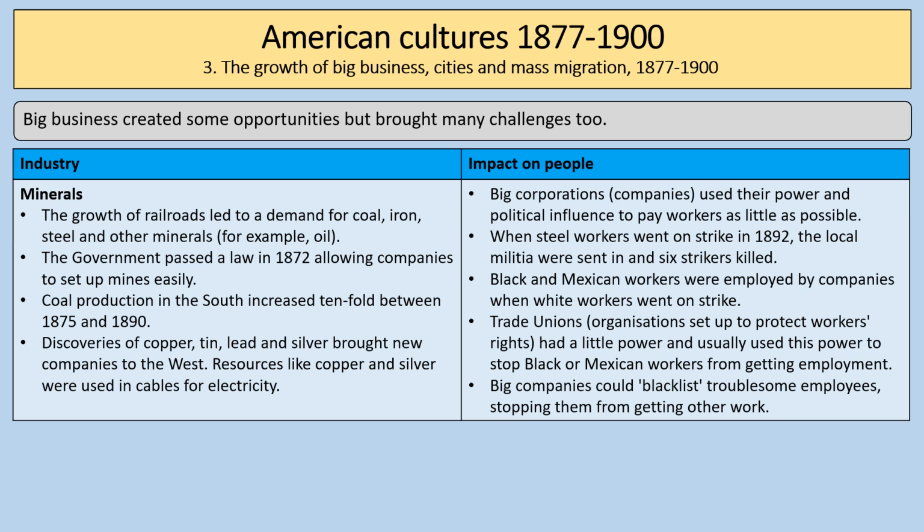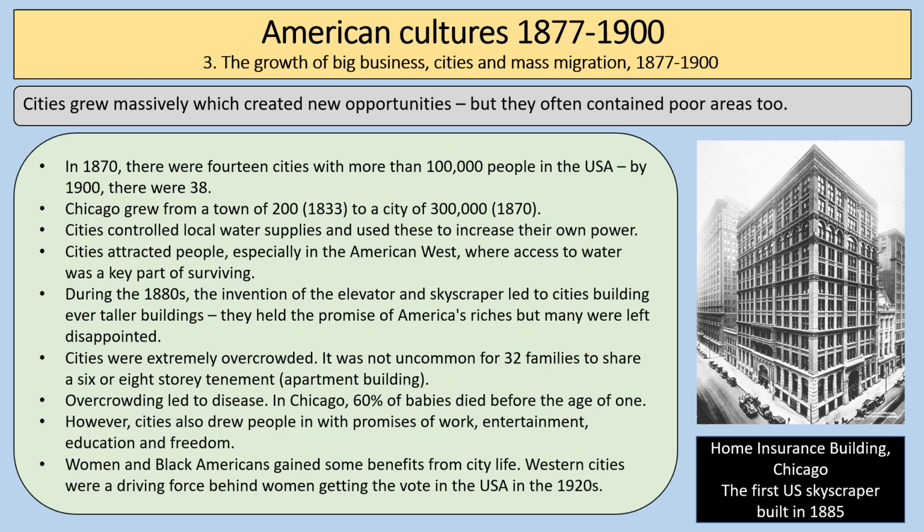In terms of impact on people, big corporations and companies used their power and political influence to pay workers as little as possible. When steel workers went on strike in 1892, the local militia was sent in and 6 strikers were killed. Black and Mexican workers were employed by companies when white workers went on strike. Trade unions, which are organisations set up to protect workers' rights, had little power and usually used this power to stop black or Mexican workers from getting employment. And big companies could blacklist troublesome employees and stop them from getting other work. And that created new opportunities.